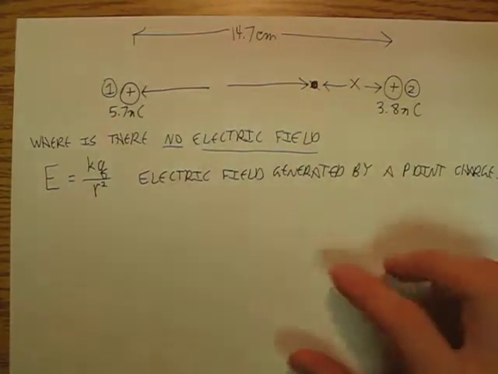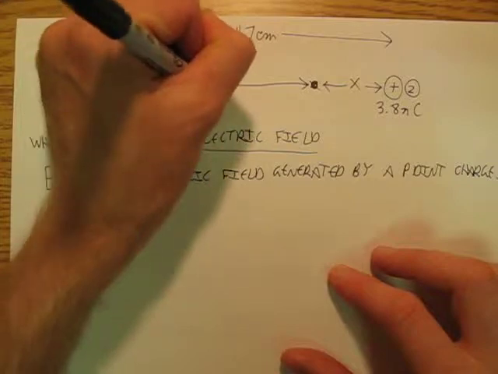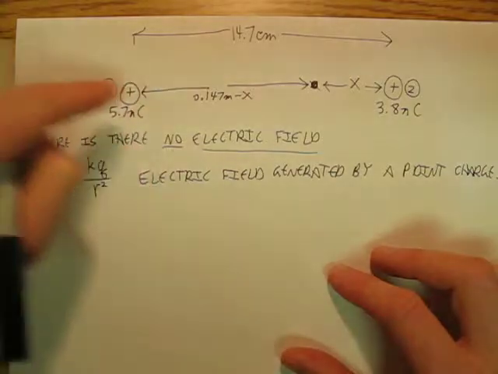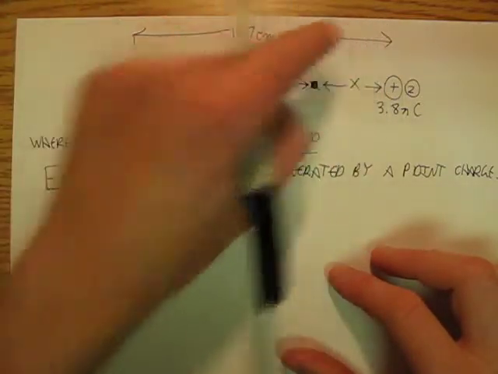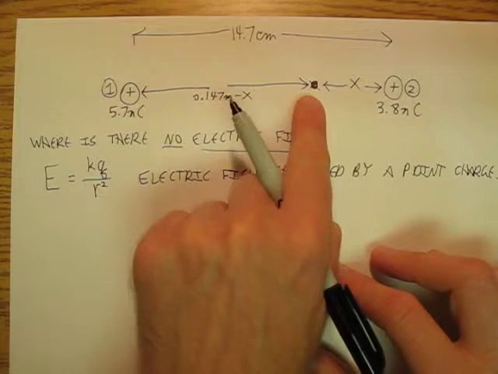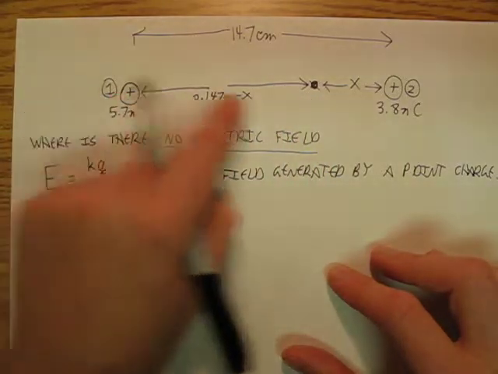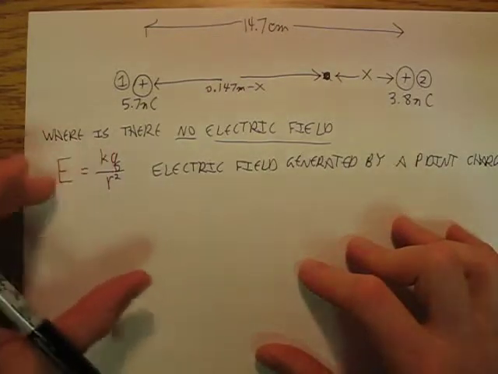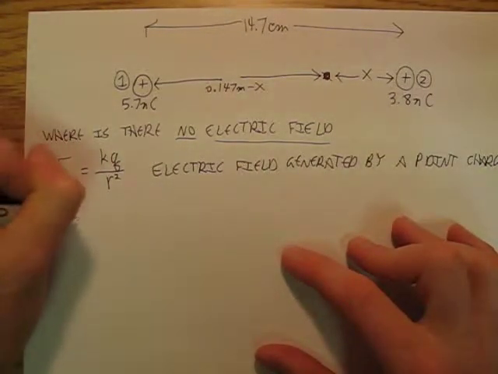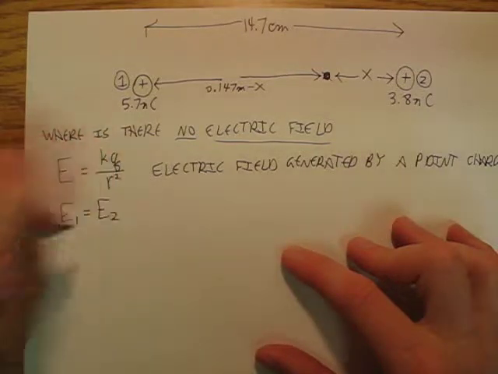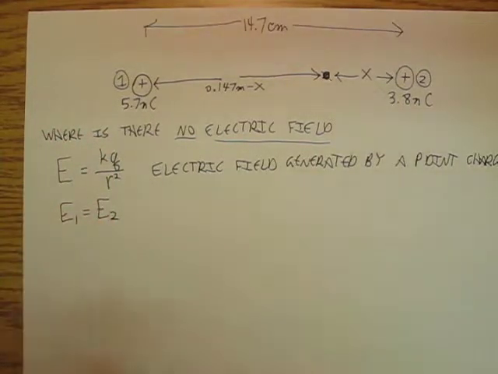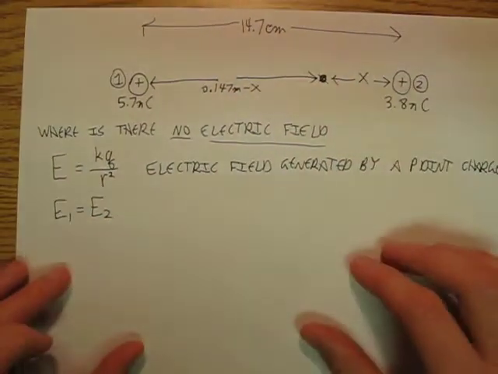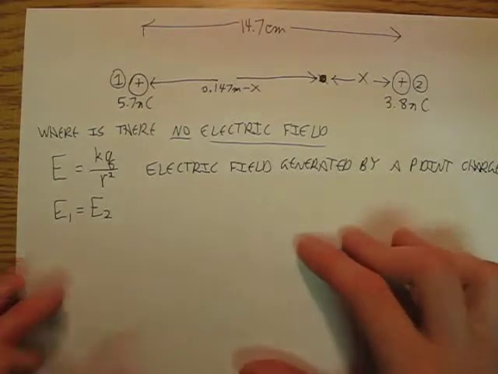Well, I didn't give myself enough room. I'm going to call this 0.147 meters minus x. So this is 14.7 centimeters, that's x. This is going to be 0.147 meters minus x. And so what I want is the electric fields, I want E1 to equal E2. Where those electric fields are equal, one's going to be pointing this way, the other one's going to be pointing that way, and if they're equal, they're going to cancel each other out.